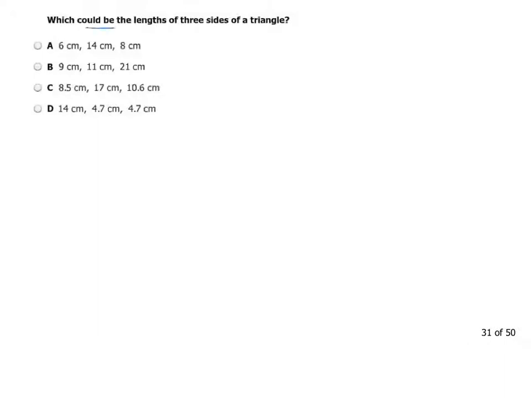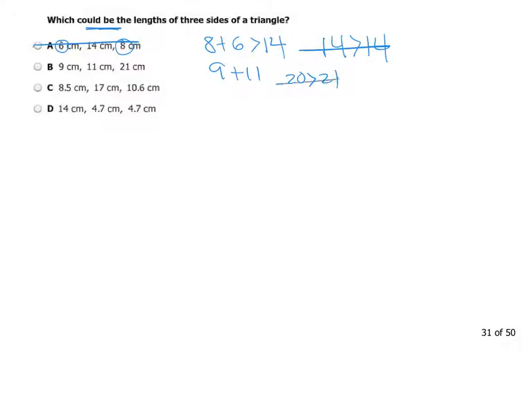Which could be the lengths of the three sides of a triangle? Possible third side. So I take the two smallest, and in this case that is going to be 8 and 6. And so 8 plus 6 needs to be greater than 14. And actually 8 plus 6 is 14. So is 14 greater than 14? No. So could this be it? No. The next two smaller ones, we're going to take 9 and 11. 9 and 11 gives me 20. Is 20 bigger than 21? No.